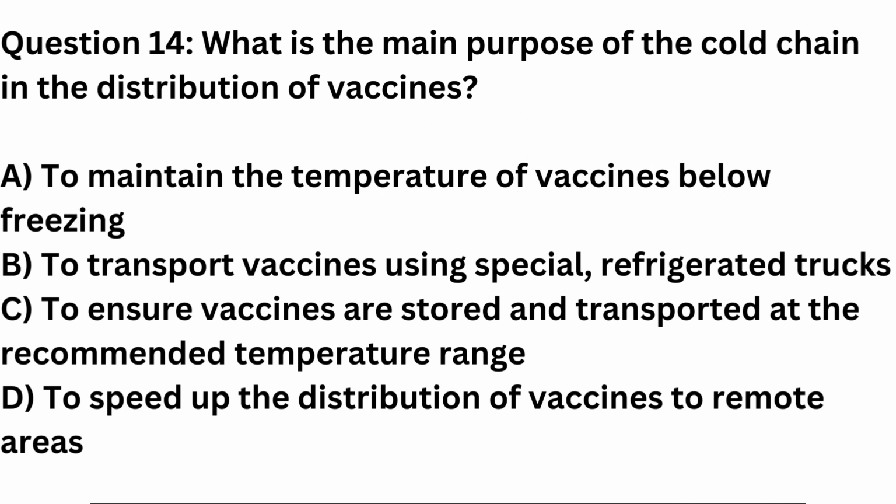Question 14. What is the main purpose of the cold chain in the distribution of vaccines? A. To maintain the temperature of vaccines below freezing. B. To transport vaccines using special, refrigerated trucks. C. To ensure vaccines are stored and transported at the recommended temperature range. D. To speed up the distribution of vaccines to remote areas.